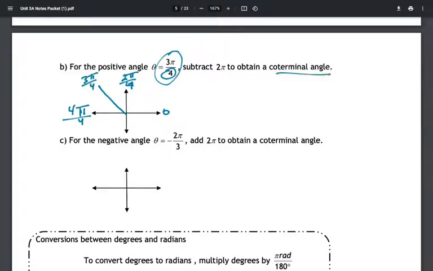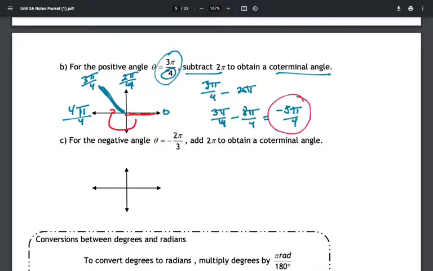So we're going to find a coterminal angle with that, which means that it has the same terminal side right here. And they want us to subtract 2 pi to do that. So 3 pi over 4 minus 2 pi. I'm going to subtract 2 pi, but I need it to have a denominator of 4. So that would be 8 pi over 4, which when you subtract those, you get negative 5 pi over 4. So what that means is, starting here at this initial side, if I go clockwise, that would be this angle right here, negative 5 pi over 4.